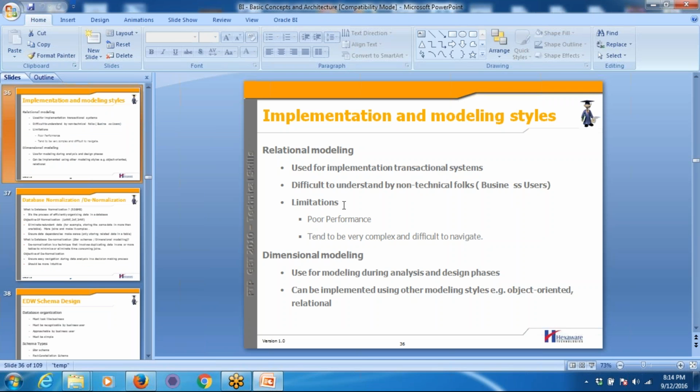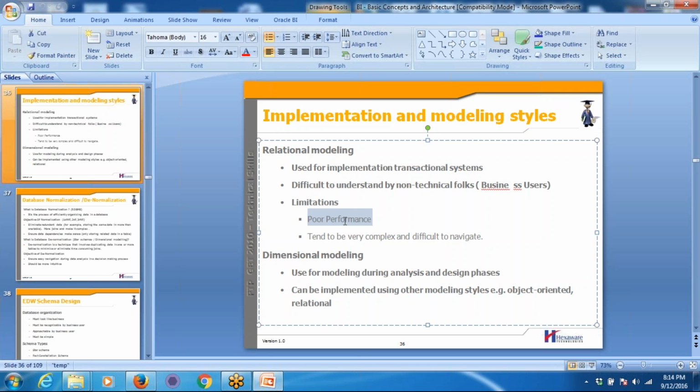So coming to the performance, one of the limitations with relational modeling is that performance will be poor. Any reason? Do you know why the performance is very poor? It will be a huge system, right? So obviously it will be raising many requests. But the most important point you should not forget is the number of joins.